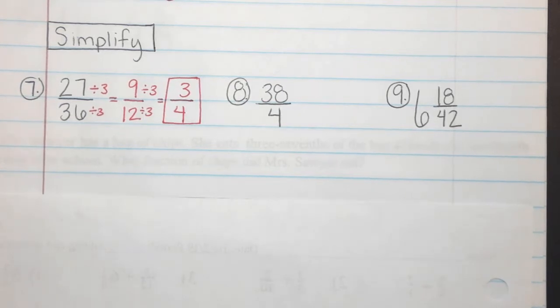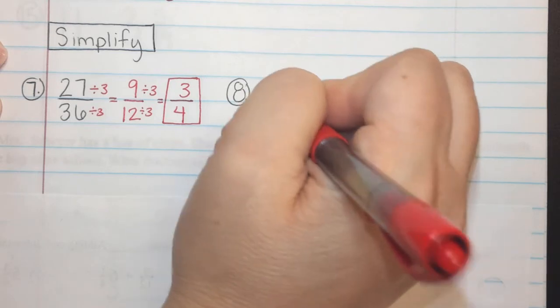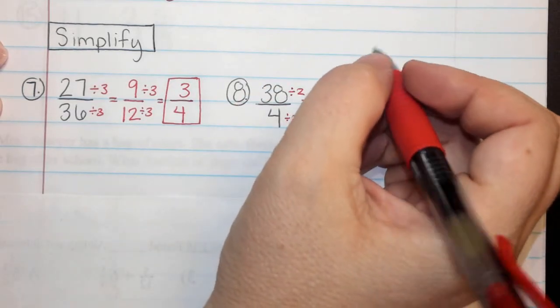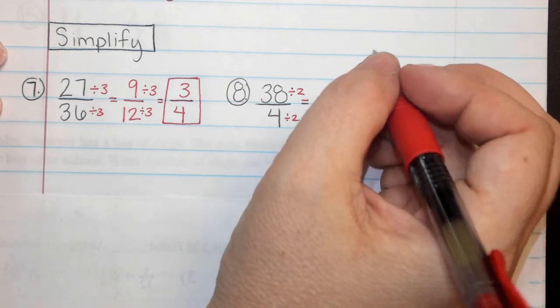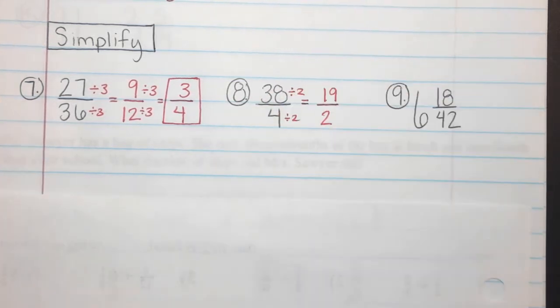What do we want to do first on number 8? Juanita, what did you do first? Divided by 2. Okay, we can do that. So dividing by 2, dividing by 2. 38 divided by 2. What does that give me, Ella? 19 over 2. All right, will that simplify anymore? No, I can't simplify it anymore, but is that a good way to leave my answer? No. So what am I going to do to make my answer look better?